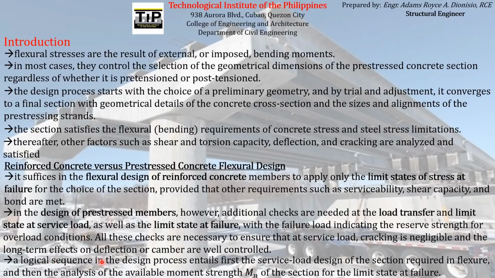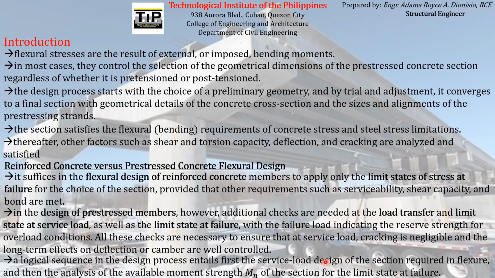So a logical sequence in the design process entails first the service load design of the section required in flexure, and then the analysis of the available moment strength Mn of the section for the limit state at failure. This is the logical sequence in the design process of pre-stress members in terms of flexure. First we have to check its capacity to resist the service loads that are expected to be carried by the member itself.